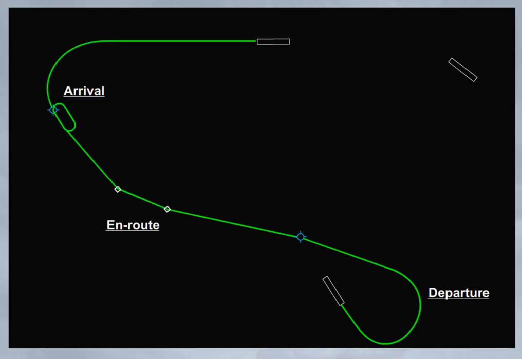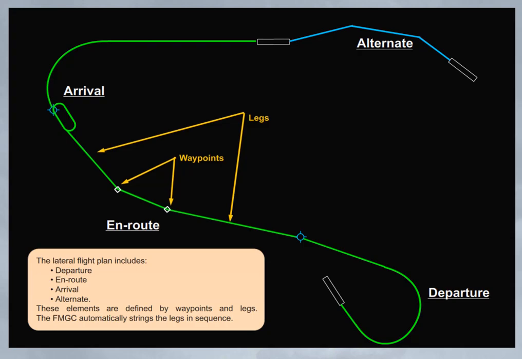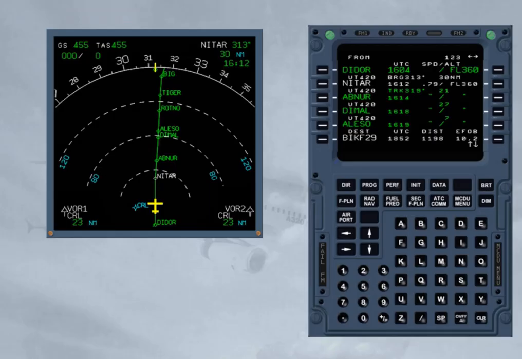The lateral flight plan includes departure, en route, arrival, alternate. These elements are defined by waypoints and legs. The FMGC automatically strings the legs in sequence. When flying in navigation mode, navigation managed by the FMGC, the aircraft is guided on a leg called active leg, defined by a from and a to waypoint.